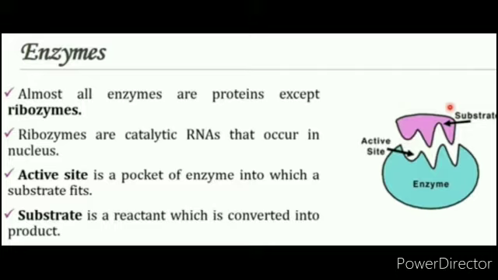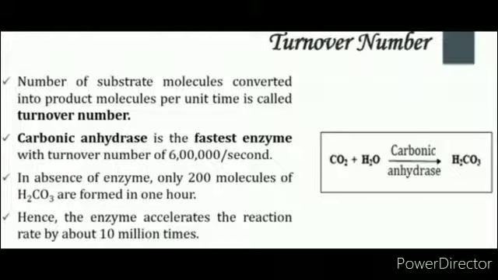Substrate is a reactant which is converted into product. The number of substrate molecules converted into product molecules per unit time is called turnover number. Carbonic anhydrase is the fastest enzyme with the turnover number 6 lakh per second.